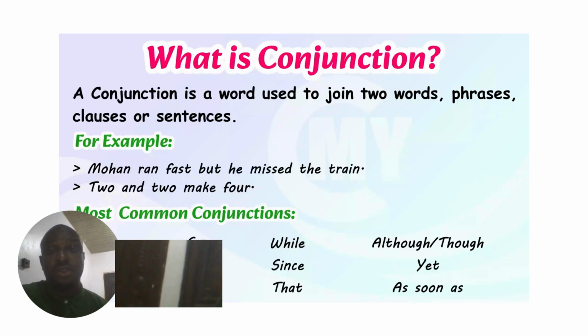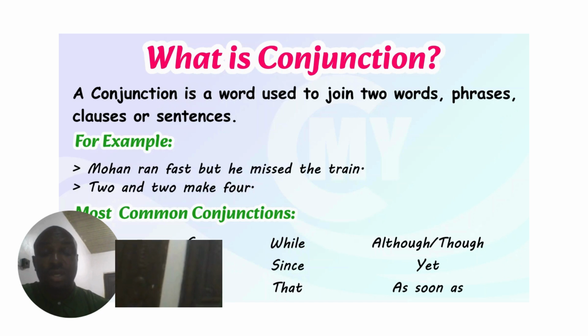Let's see what conjunctions are. Conjunctions are words used to join two words, phrases, or clauses. They are words that we use in joining two words, phrases, or clauses.